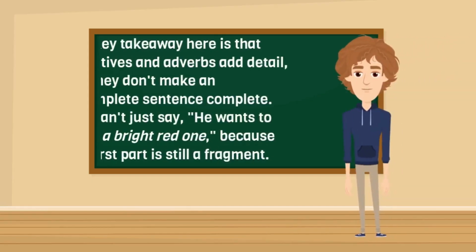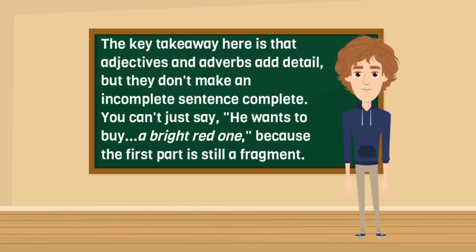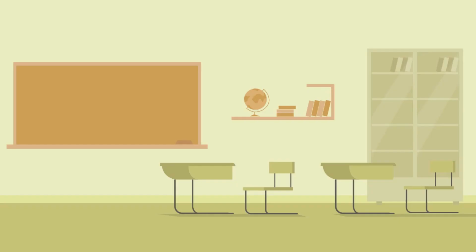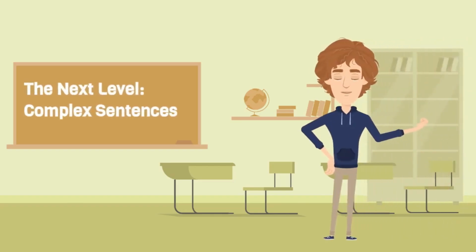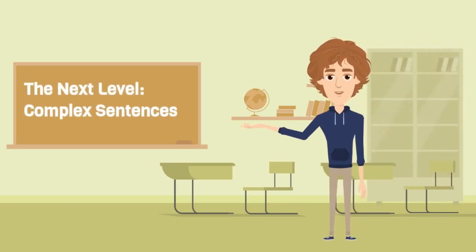The key takeaway here is that adjectives and adverbs add detail, but they don't make an incomplete sentence complete. You can't just say, he wants to buy a bright red one, because the first part is still a fragment. The next level, complex sentences. Ready to put it all together?